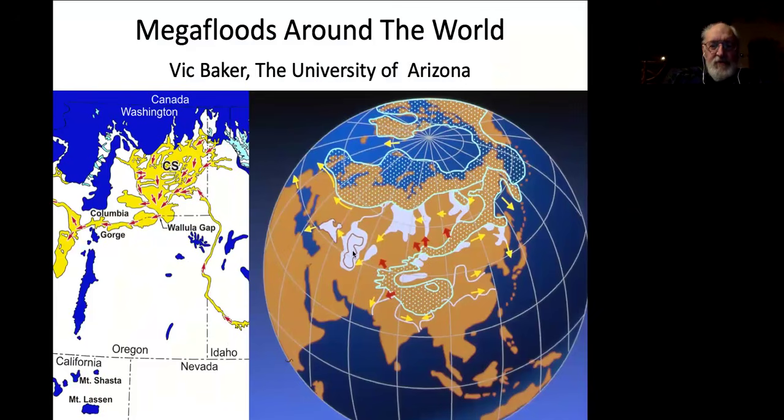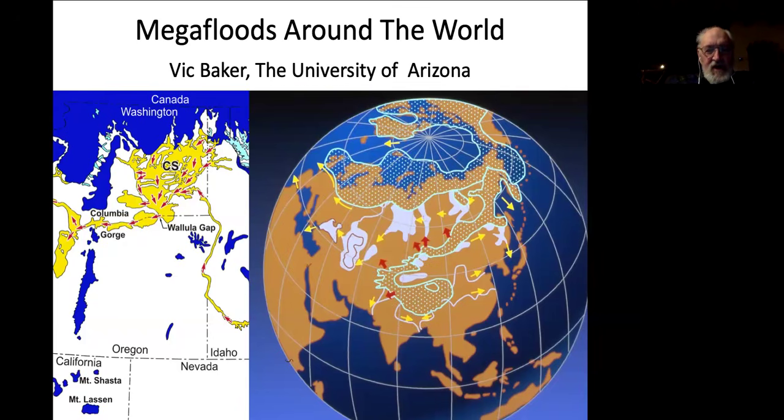There's a couple of maps in this title slide. On the left is one showing the eastern parts of Washington and Oregon and the border with Idaho. And in blue is the extent of glacial ice around the peak of the latest part of the Ice Age, which was about 18,000 years ago.